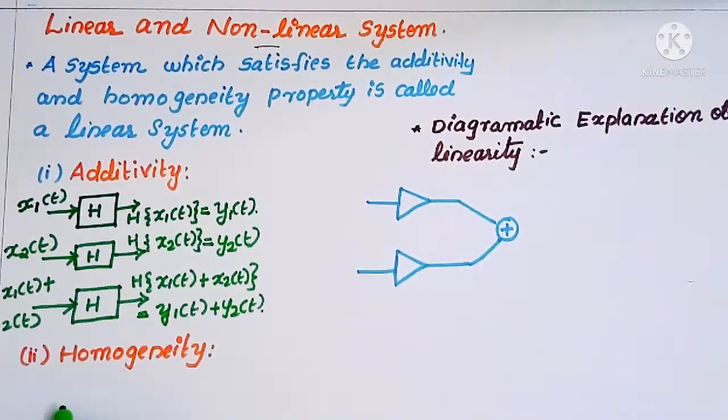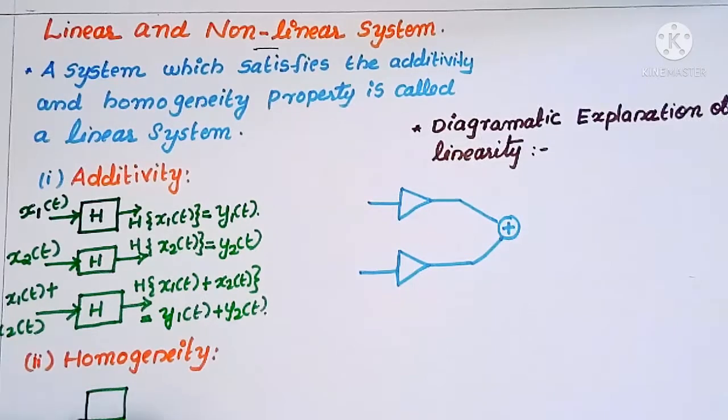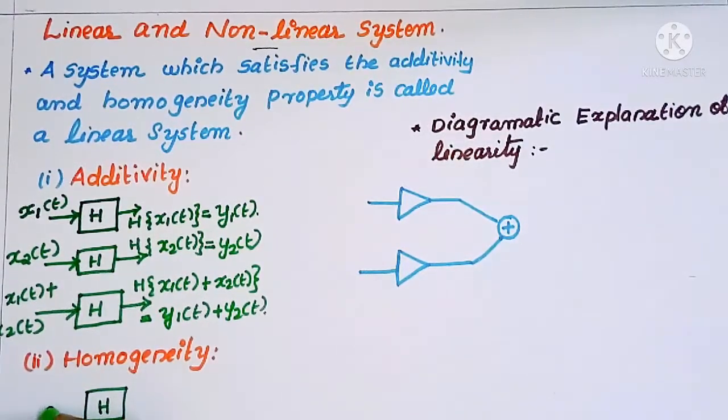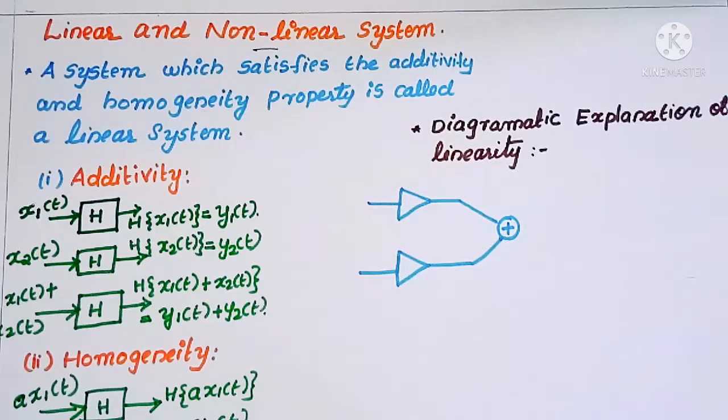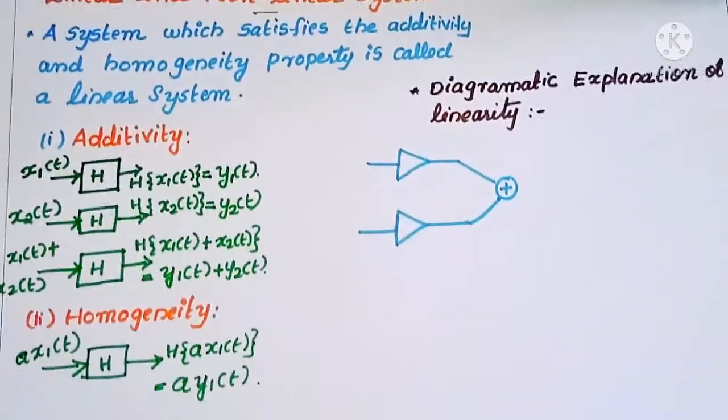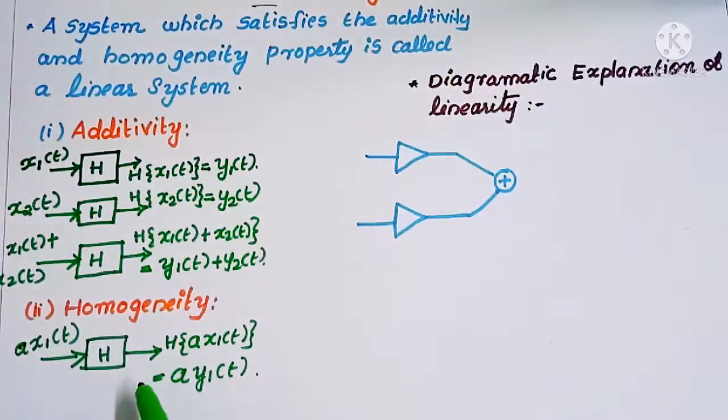Also, what is the homogeneity property? Here also we take a system and apply an amplitude scaling operation to the signal, that means a into x1 of t. Then we get the response h of a into x1 of t, which should be equal to a into y1 of t. That means this scaling operation is reflected in the output also.